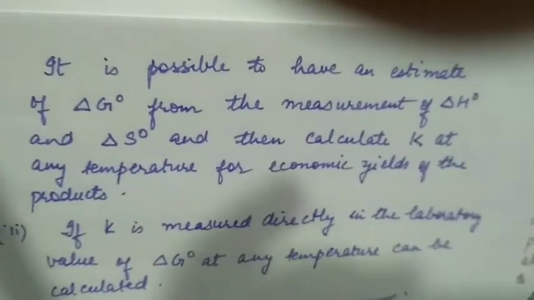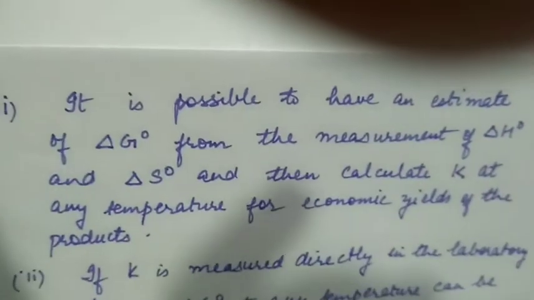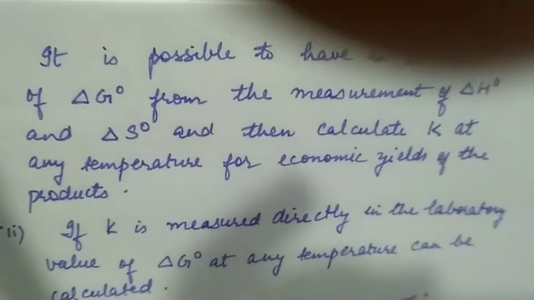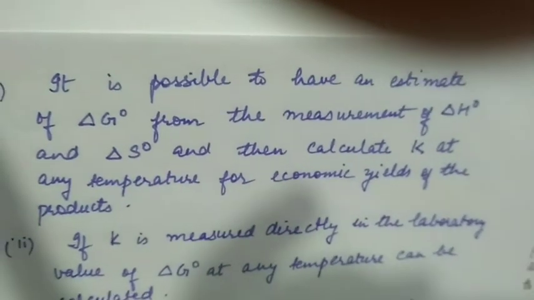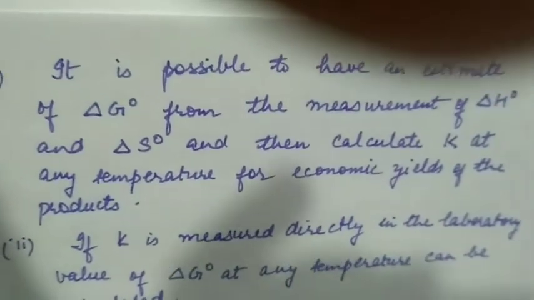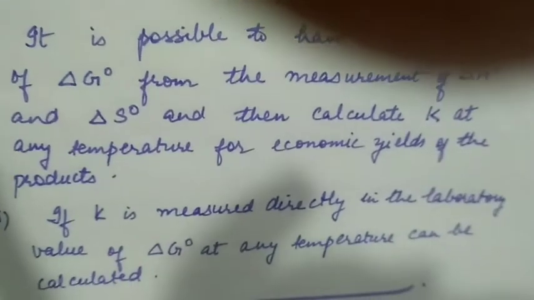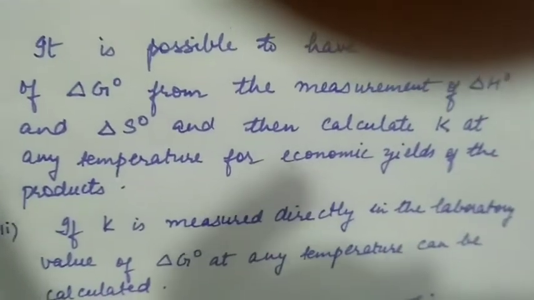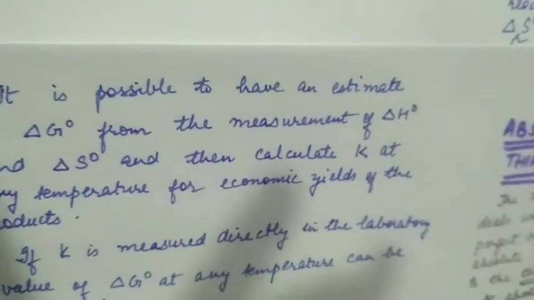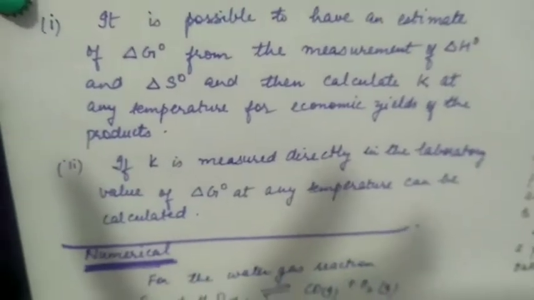If it is positive, it favors the reaction. So we can have an estimate of standard free energy change from measurement of enthalpy change and entropy change, and then calculate equilibrium constant for any reaction at any temperature to get the economic yields of products. So before carrying out the process, we can get an idea of how much products we are going to get.